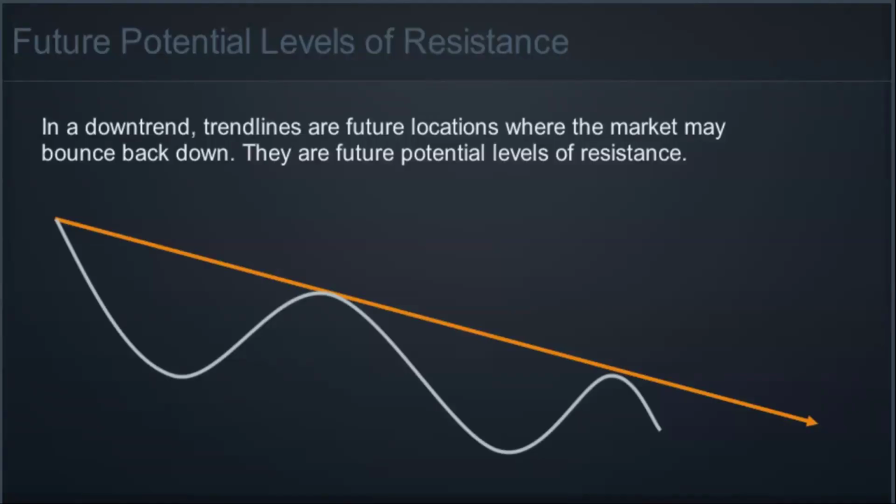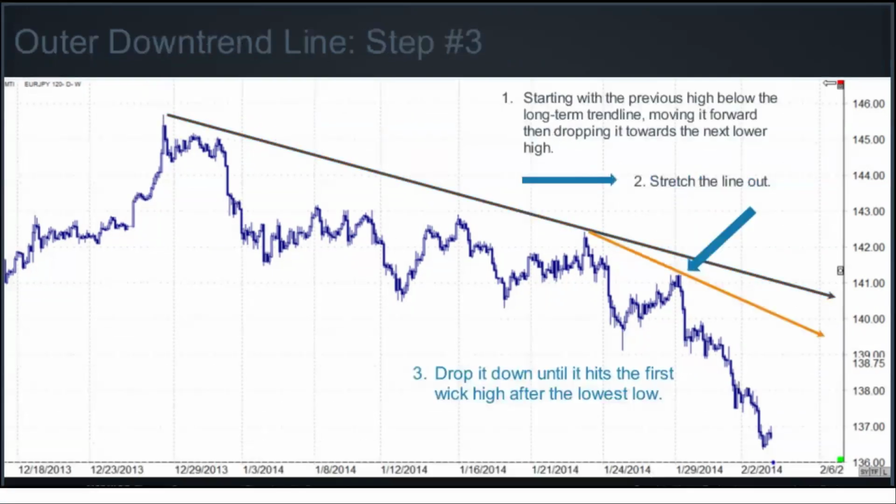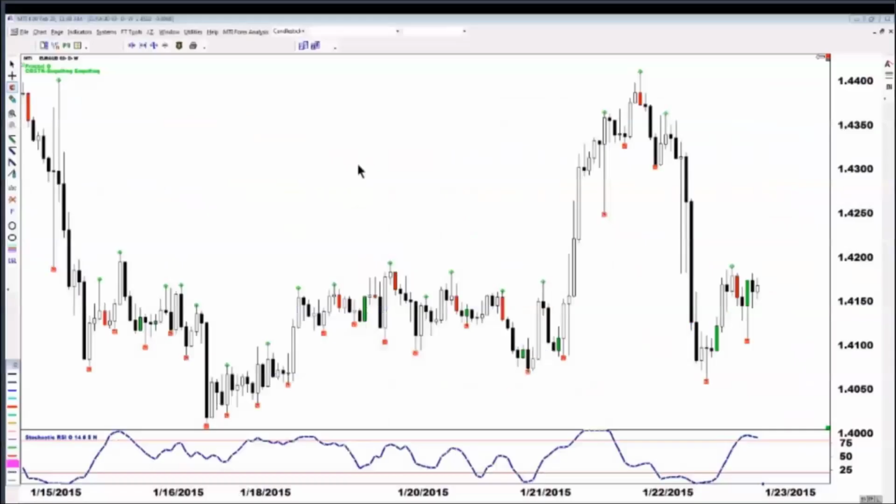So the same thing in the downtrend, trend lines are future locations where the market may bounce back. They are future potential levels of resistance. All right. So I think that will be all for trend line.